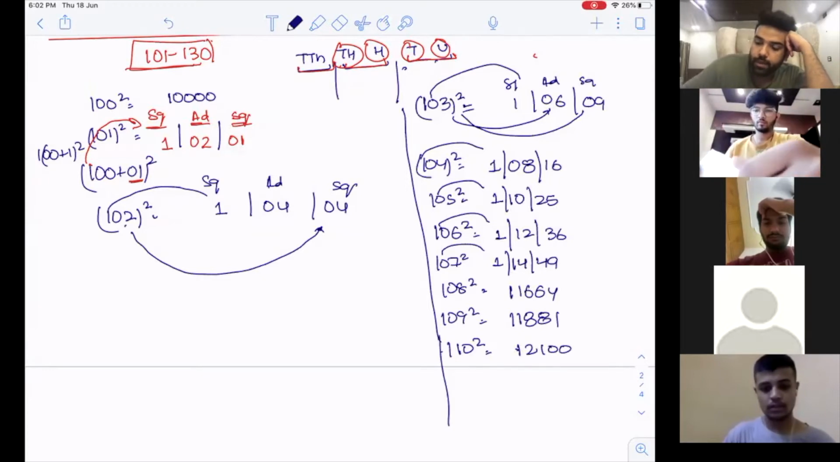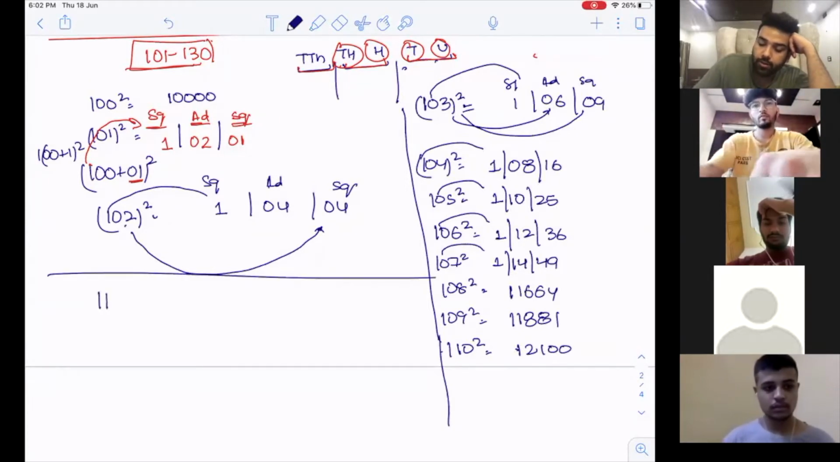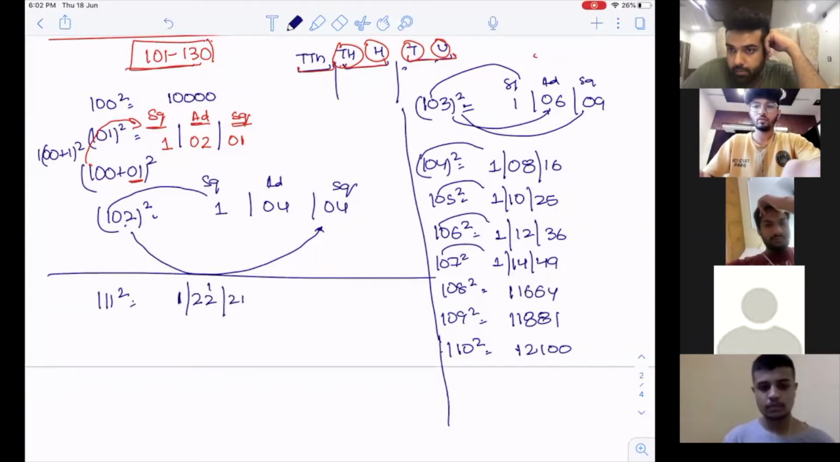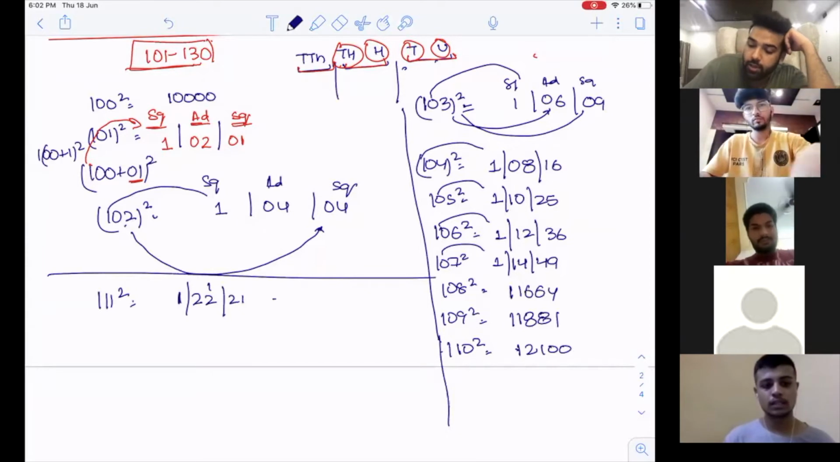Let's do more. I'll be actually practicing more where we have problems. 111 square. 1 square is 1. What is 11 plus 11? 22. What is 11 square? 121. Carry forward हो जाएगा. तो ये क्या बन जाएगा? 1 2 3 2 1. Everybody clear?